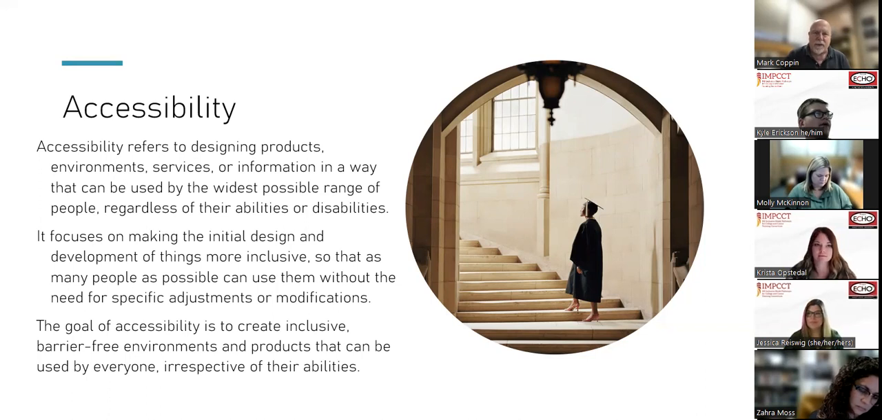Typically, when we take a look at stuff that needs to be modified, we're retrofitting something. Whereas if we're designing it from the onset, with accessibility in mind, we make sure that things are accessible to as many people as possible. And the goal of accessibility is to create an inclusive, barrier-free environment and products that can be used by everyone, irrespective of their abilities. So when we take a look at UDL, we're applying that to education.